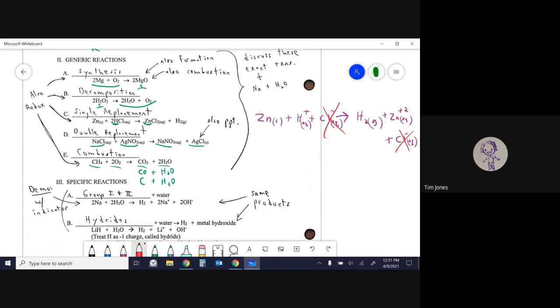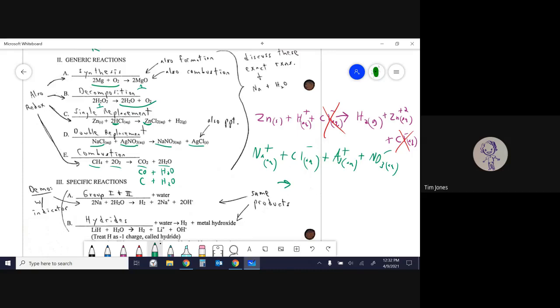Double replacement, this one I think is even worse. If we analyze this one, we've got sodium chloride aqueous. Okay. Well, that really means this. This would actually be a better way to write it. And then we've got silver nitrate aqueous. So silver nitrate. And they're going to react.